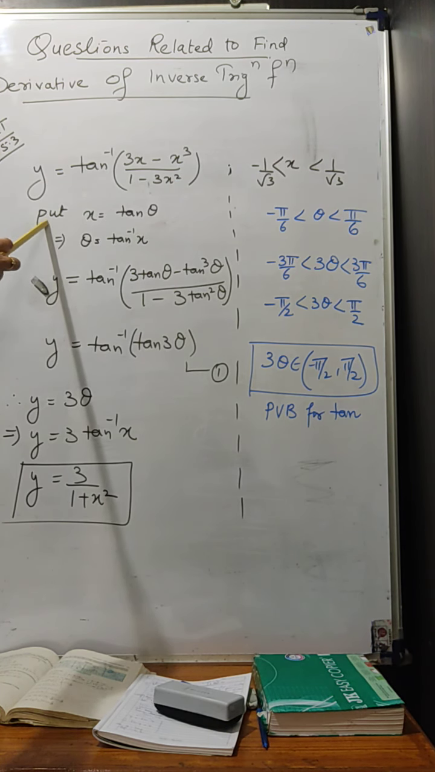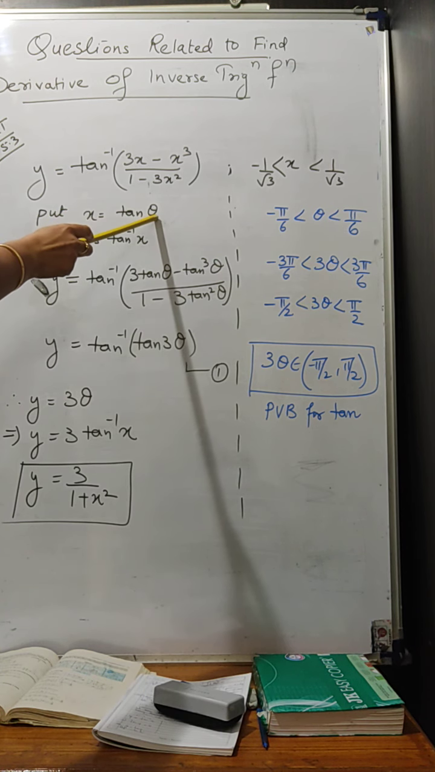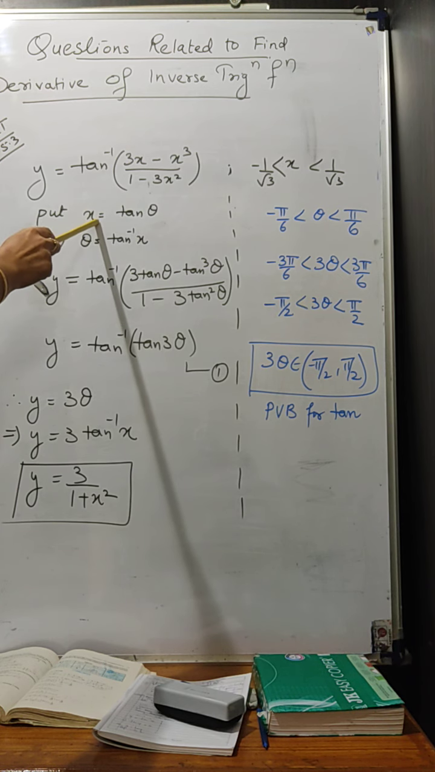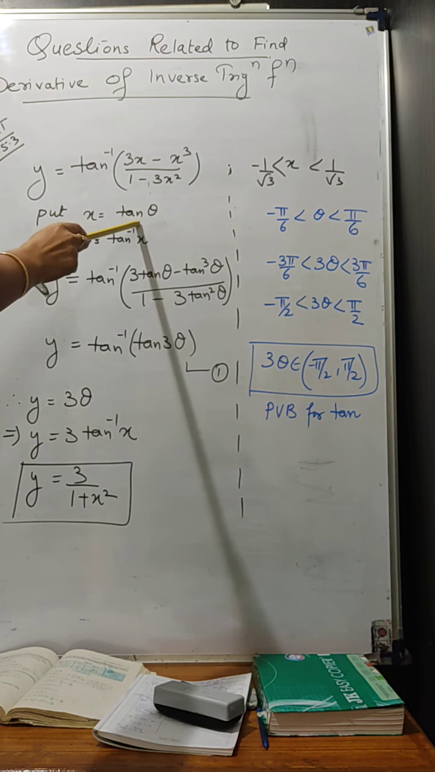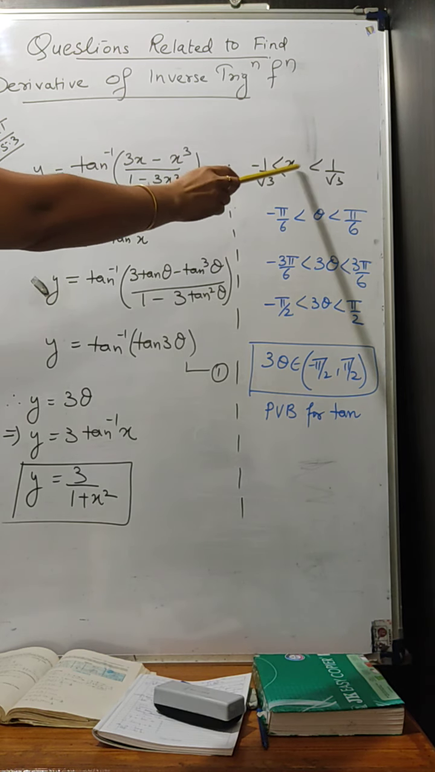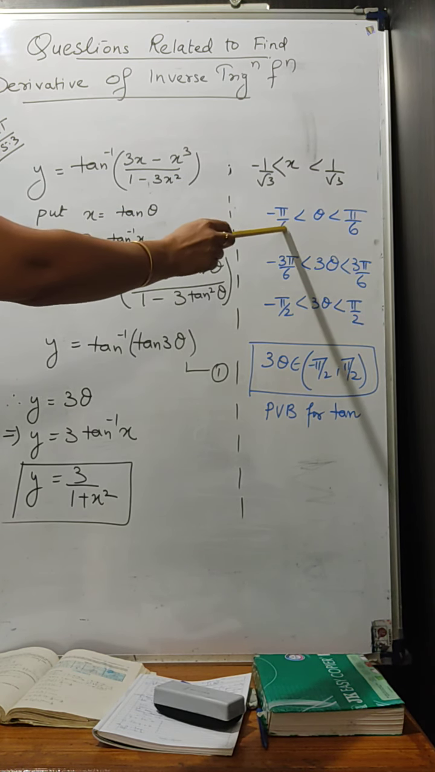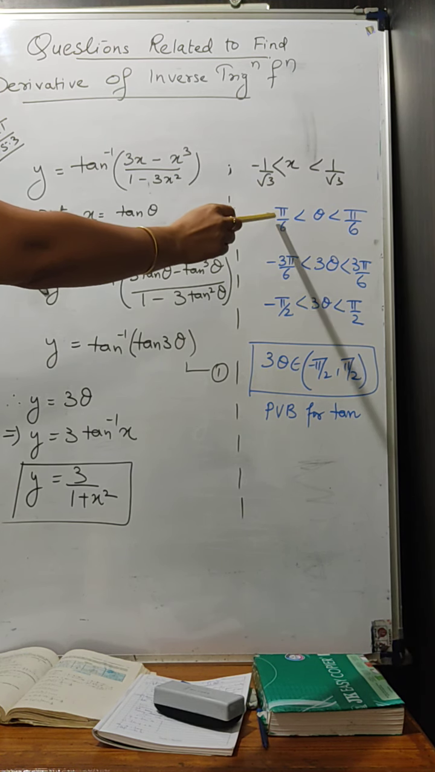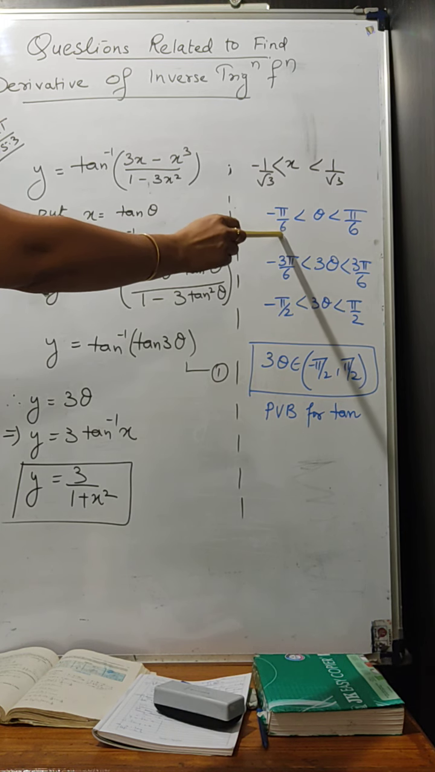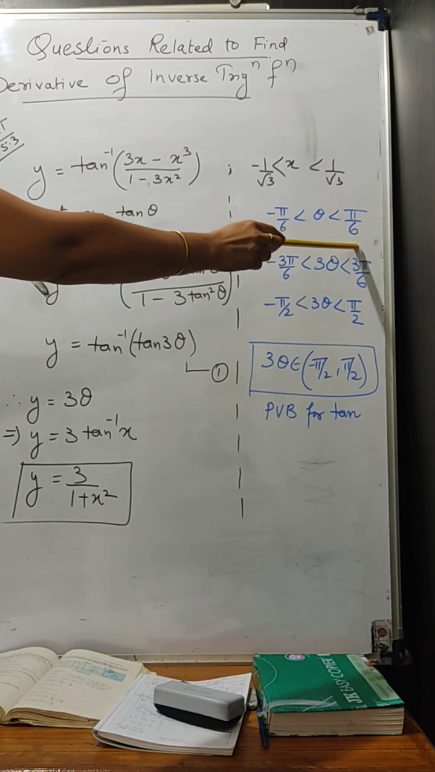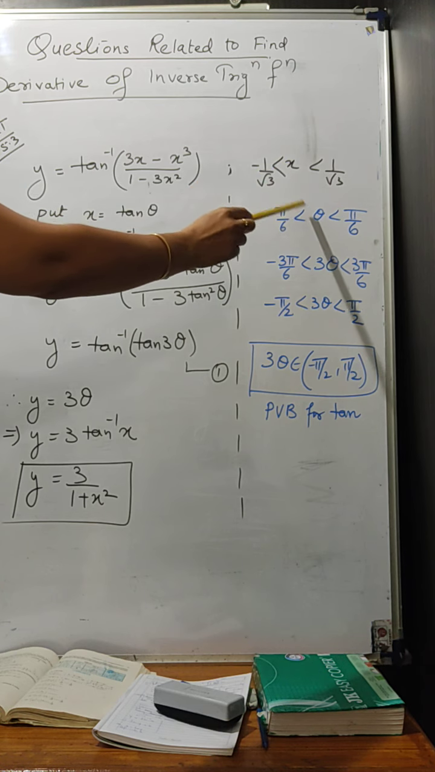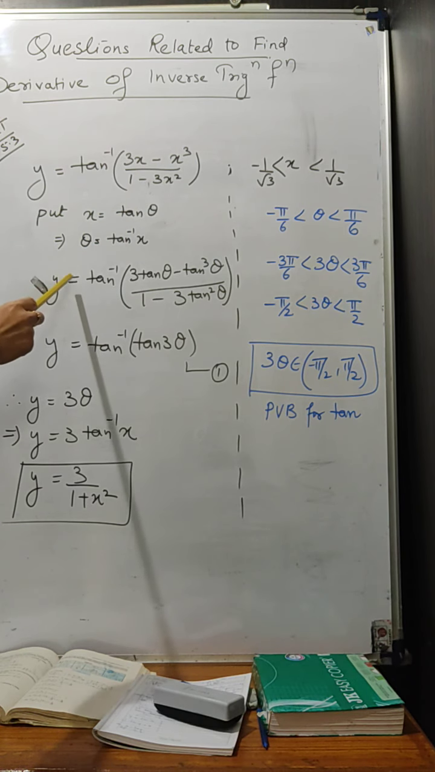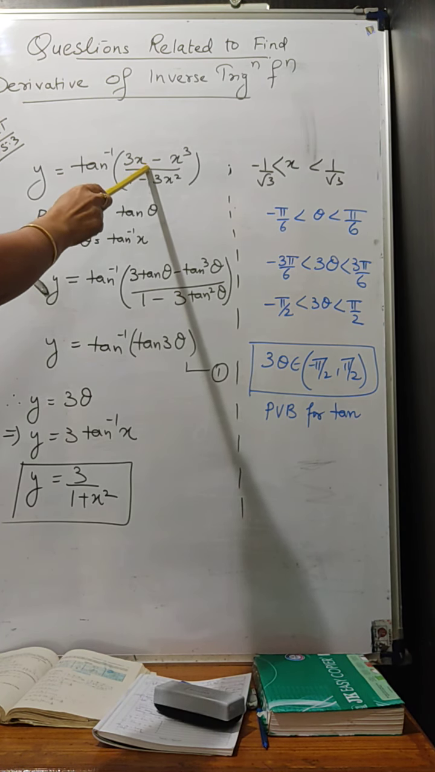So we will start by putting x equal to tan theta, then theta will be equal to tan inverse x. Since we have replaced x by tan theta, we will replace x by theta in the interval. We know that minus 1 upon root 3 in tan function is minus pi by 6 and 1 upon root 3 is pi by 6. So we replace x by theta, and the real value by a radian measure. Now we will substitute the value of x into this function.